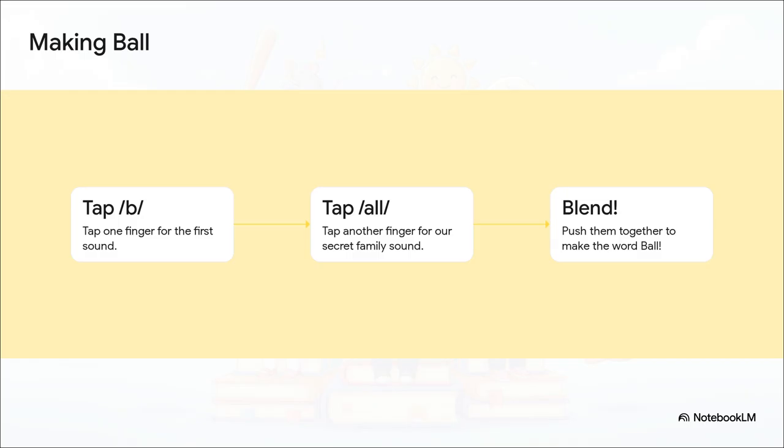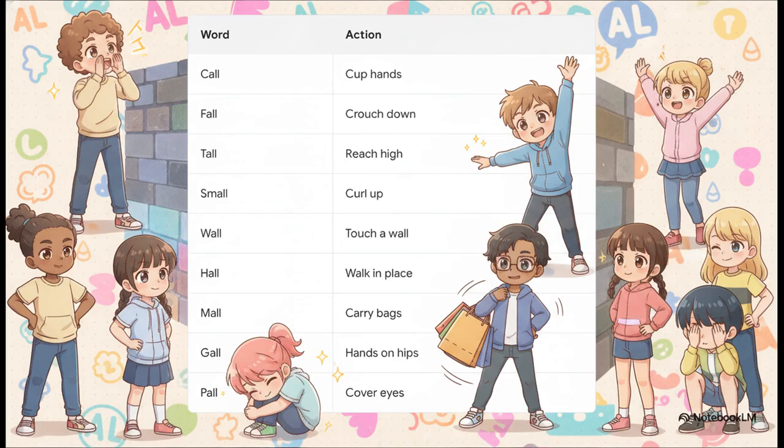Ball. Really great job. Now let's call out a few more words from our list and do the physical actions together. First up, tall. Stand up on your tiptoes and reach as absolutely high as you can. Next, small. Curl up into a tiny little ball right there on the ground. And fall. Slowly crouch all the way down to the floor.